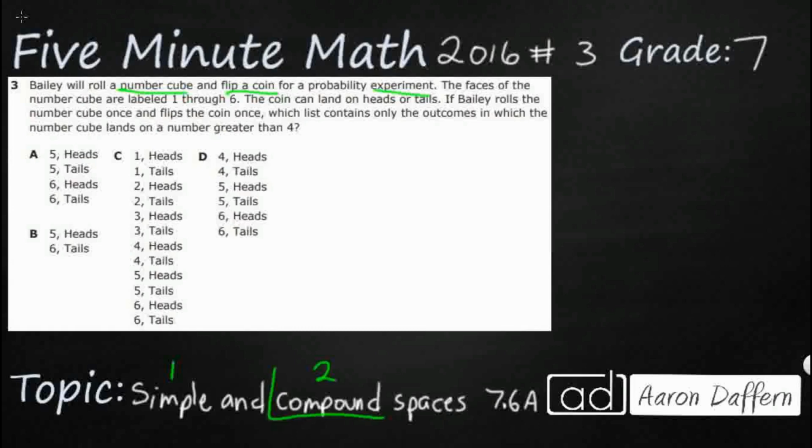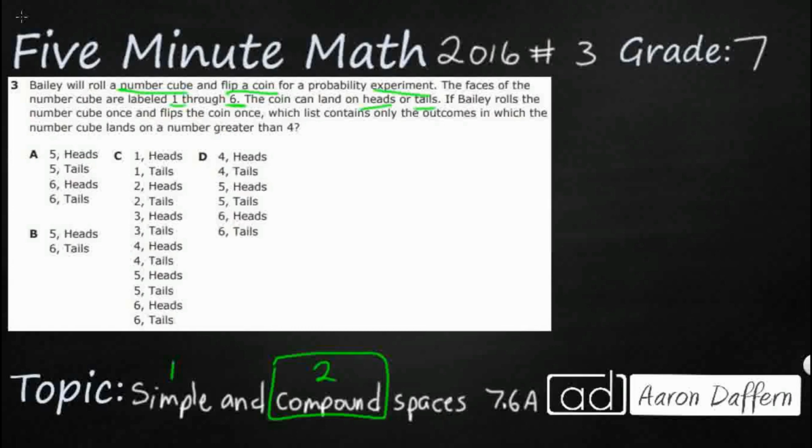So we're going to be looking to create a compound sample space because there's two things we're looking for here: a number cube and flipping a coin. So it's a little bit more complicated than, oh, flipping a coin, heads and tails. More than that. So we know the faces of the number cube are labeled 1 through 6, so that's just your standard dice. The coin can land on heads or tails, standard coin.